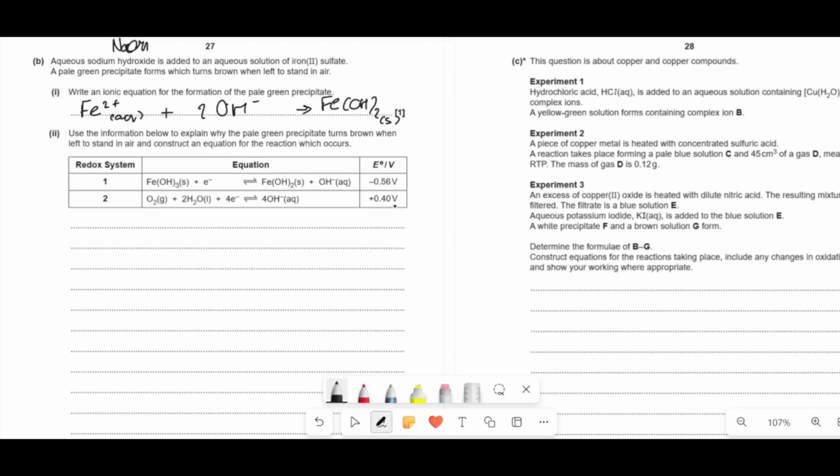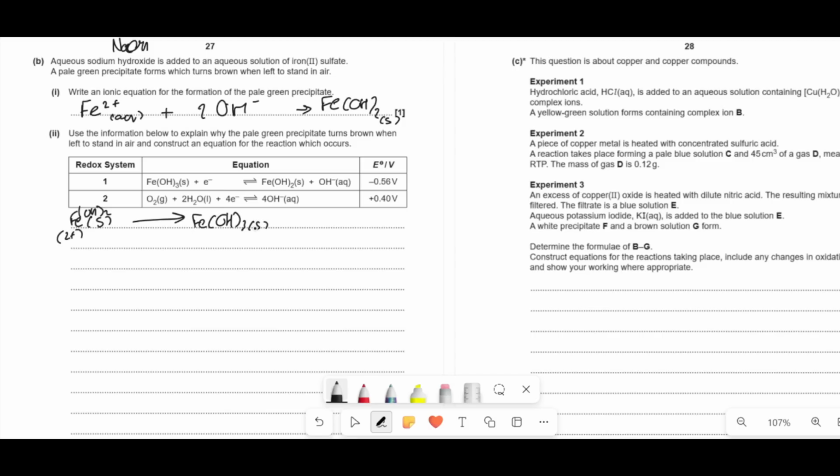So what has the question told you? We have Fe2+ aqueous, right? But then it's to explain why the pale green precipitate turns brown when it's left to stand in air. So we're definitely starting with this Fe solid where it's got the 2+ ion, Fe(OH)2, sorry. Okay? And it's told you that it turns brown. So you need to be able to recognize what that actual brown precipitate is. So the brown precipitate is Fe(OH)3, solid.